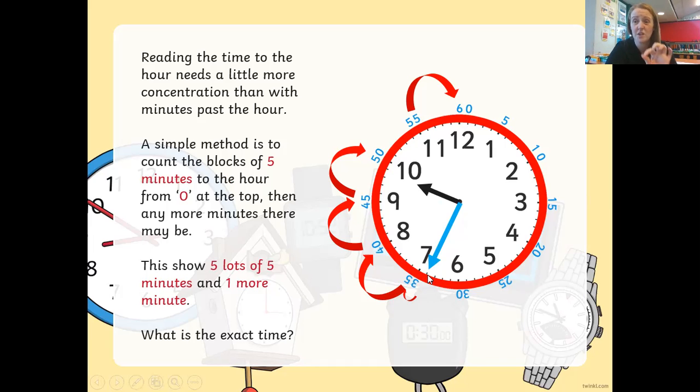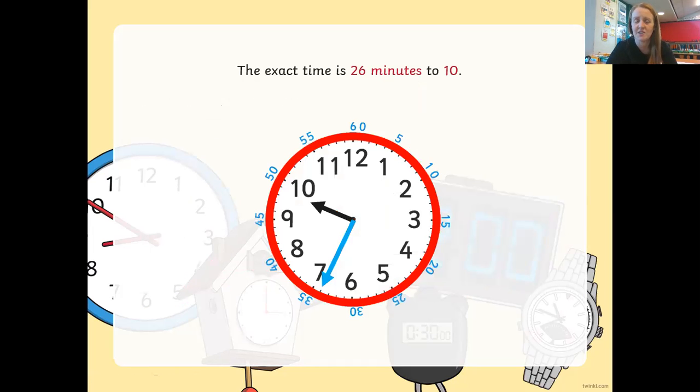Firstly, their increments are so small that you may miscount. And secondly, we don't need to do that when we know these larger increments are in 5. So this shows 5 lots of 5 minutes and 1 more minute, showing 26 minutes to 10. And remember, it's to 10 because the hour hand is nearly on the 10. So it changes what we say.